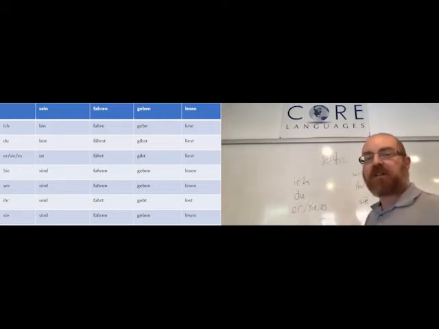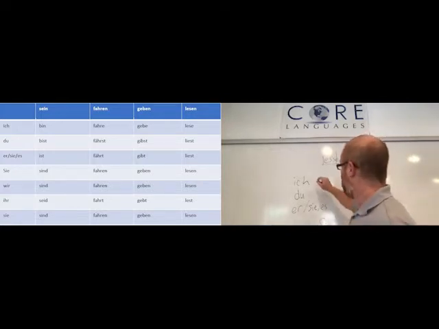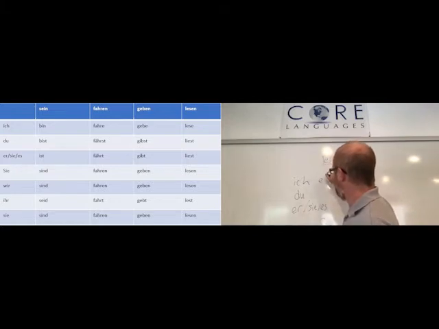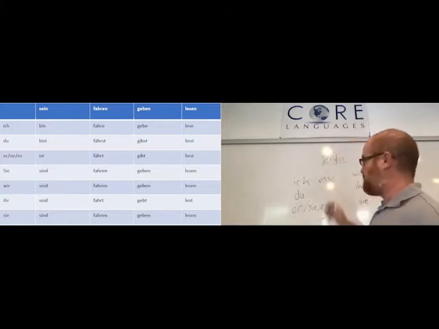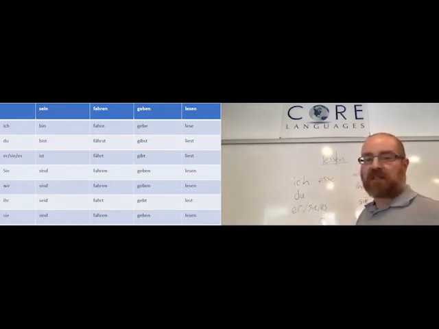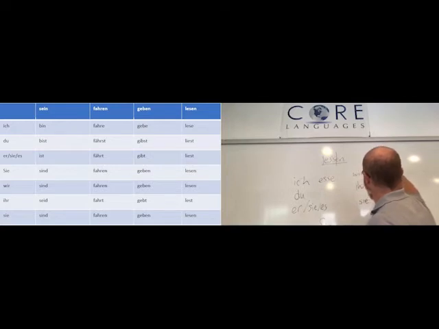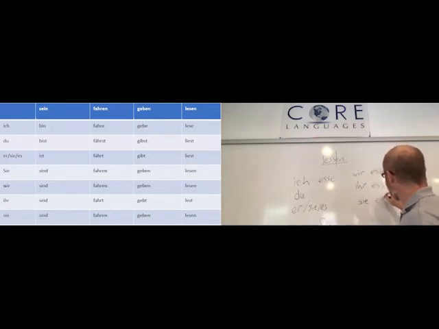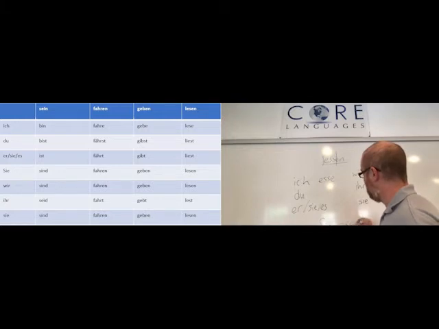Stem vowel changes only occur in the du form and the er/sie/es forms. So everything else will keep an E as the stem vowel and add its ending as per usual. So stem ESS plus E for ich. The wir form would be ESS plus EN. Ihr form would be ESS plus T. Sie would be identical to wir, so ESS plus EN. And the sie down here is exactly the same.